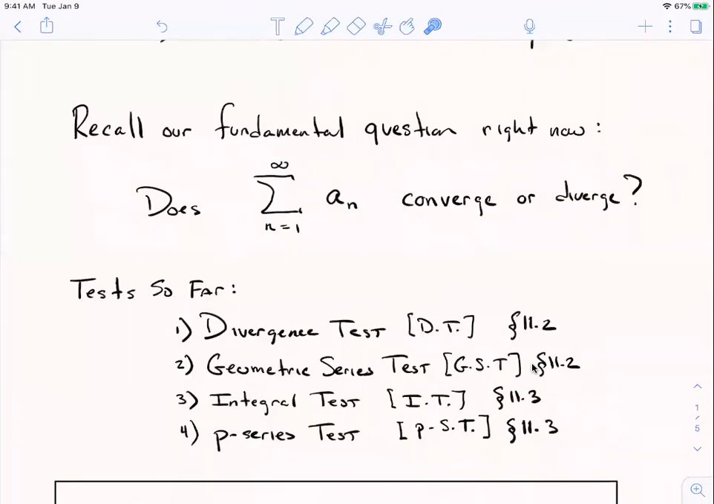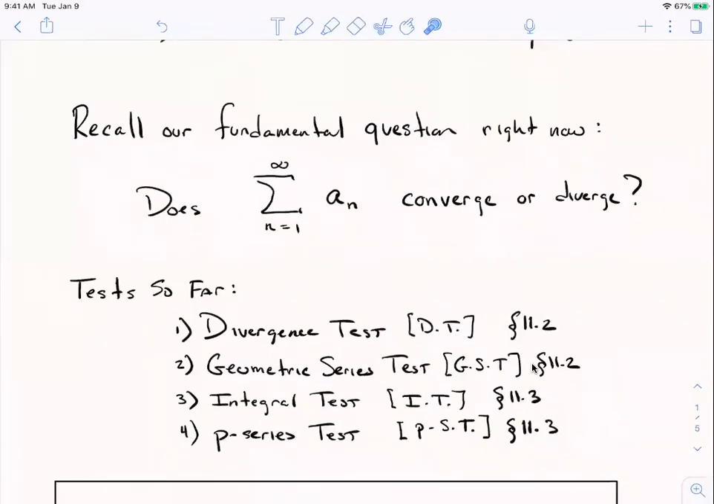None of them are perfect. None of them answer this question about all series, but together they give us a toolbox to think about. The divergence test is something I actually think about first. It's in section 11.2. It's the one where you take the limit of the terms. Somebody hands you a series and you ask yourself, what do the terms do as n goes to infinity? Because if they don't go to 0, the divergence test says that series will diverge. If they do go to 0, then you have to keep thinking. You have to try something else.